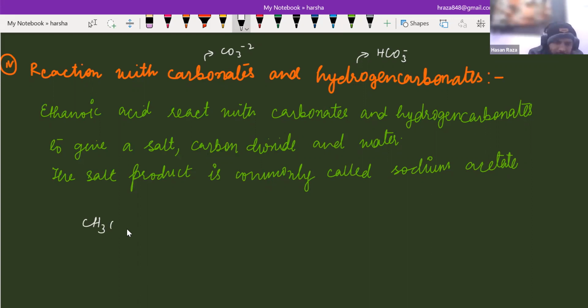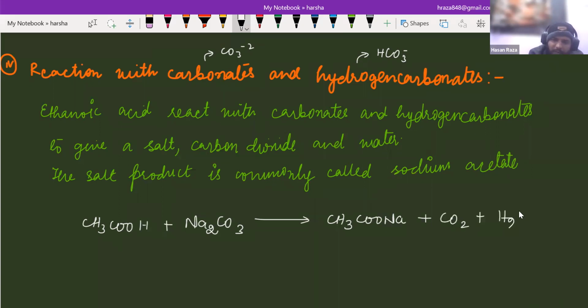So here is CH3COOH, which I'm going to react with sodium carbonate, which has the formula Na2CO3. So the product is constant: sodium acetate, that we just wrote in the previous reaction, along with the formation of carbon dioxide plus water. You can balance it on your own.